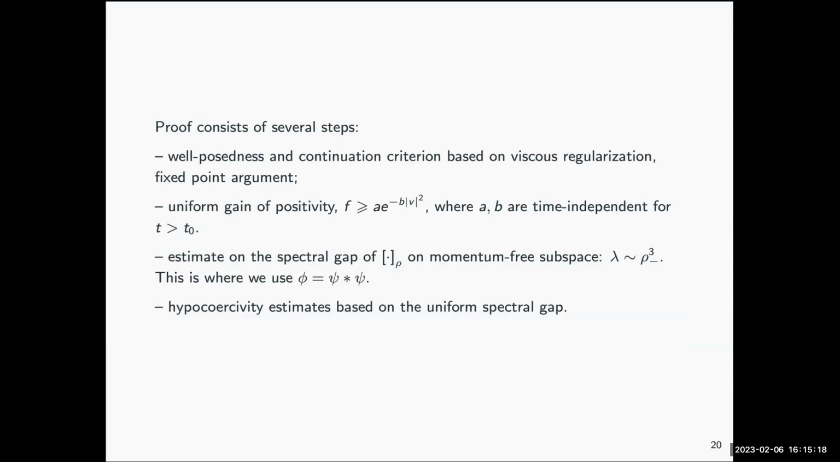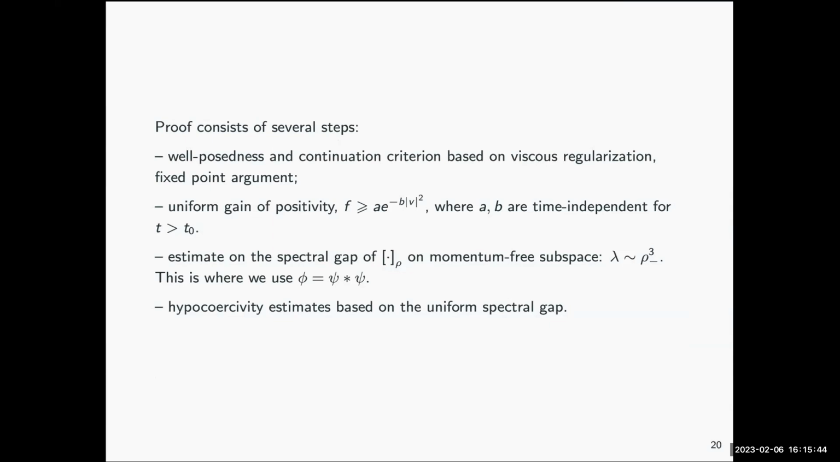So there are quite a few ingredients in this proof. First of all, we need to prove well-posedness and continuation criteria in a way that relies only on the lower bound of the density. Like I said, we need to establish uniform gain of positivity. The solutions to these equations tend to gain Gaussian tails, because they try to mimic the equilibrium they converge to.